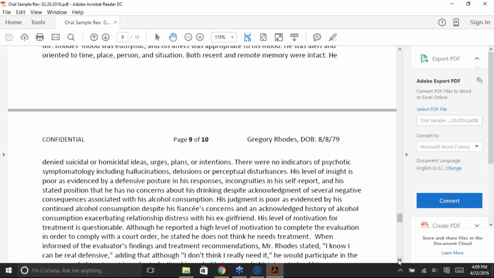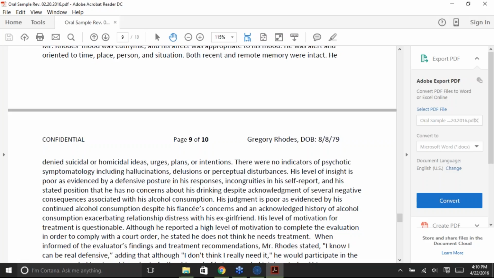So his insight, I think, is poor because he continued to drink despite his fiance's concerns, and he acknowledged a history of alcohol consumption exacerbating relationship distress with his ex-girlfriend. Oh, I'm sorry, I'm reading the wrong part. No wonder it's not making sense. His level of insight is poor as evidenced by a defensive posture in his responses. Remember all the data I provided from the tests about his defensiveness.